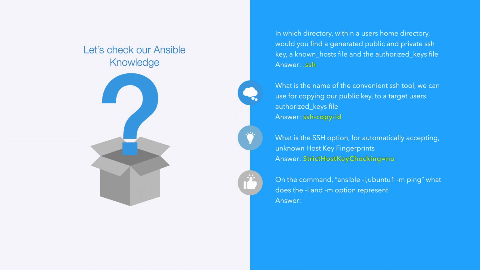On the command ansible -i ubuntu1 -m ping, what does the -i and -m option represent? The -i is used for the inventory and the -m is used to specify the module, in this case ping. Here we're using the comma option to pass in a list of hosts, albeit a single host, to the command line.